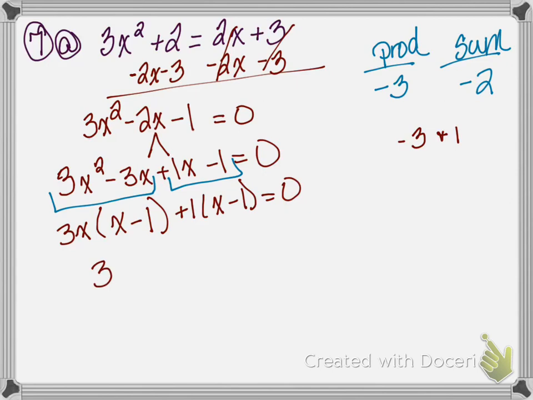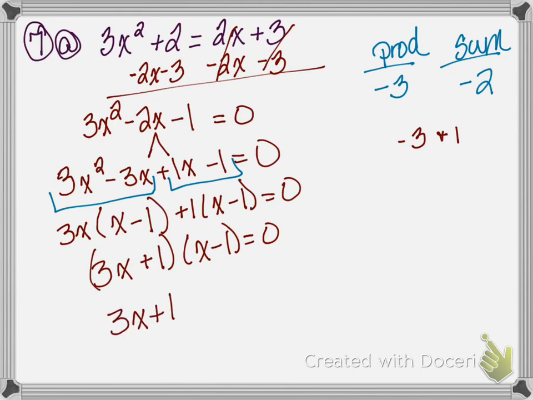Okay, so I have 3x plus 1 and x minus 1. So I have factored that. Now I'm going to set each one of these equal to 0. So I have 3x plus 1 equals 0 and x minus 1 equals 0.